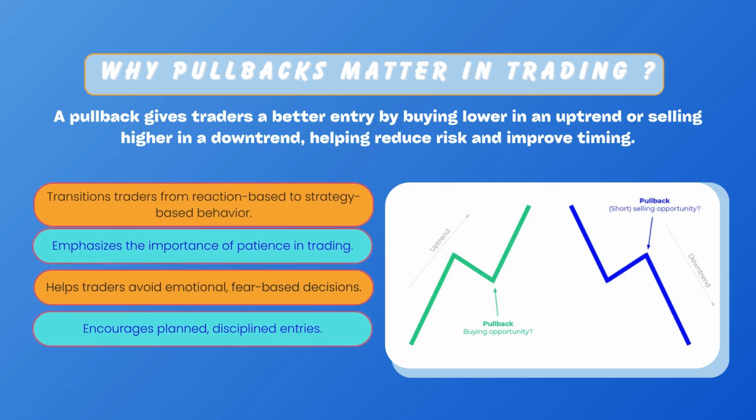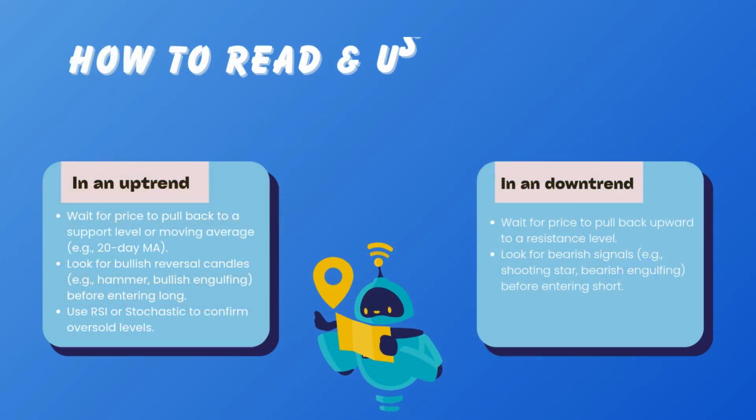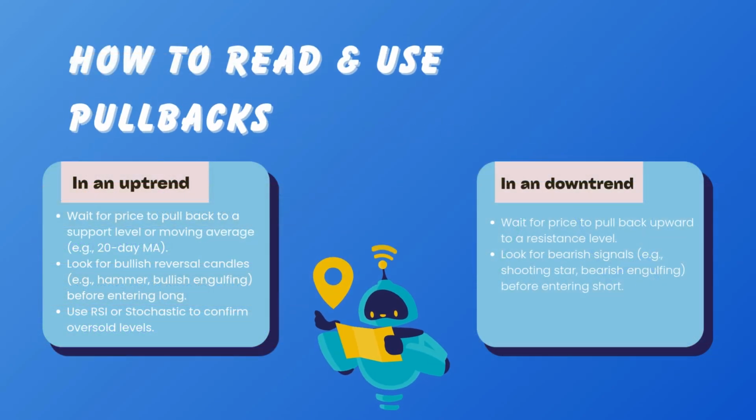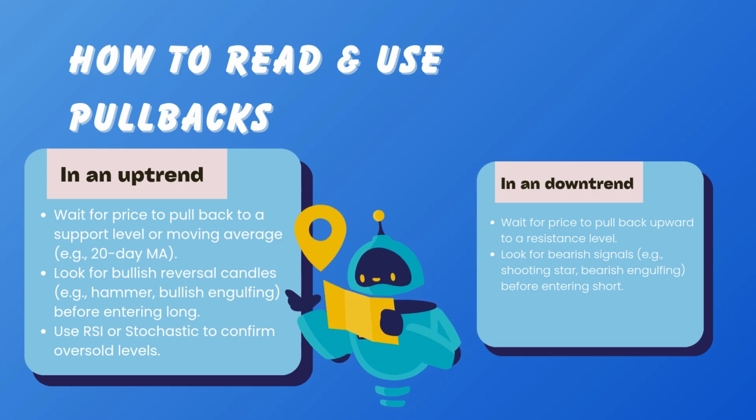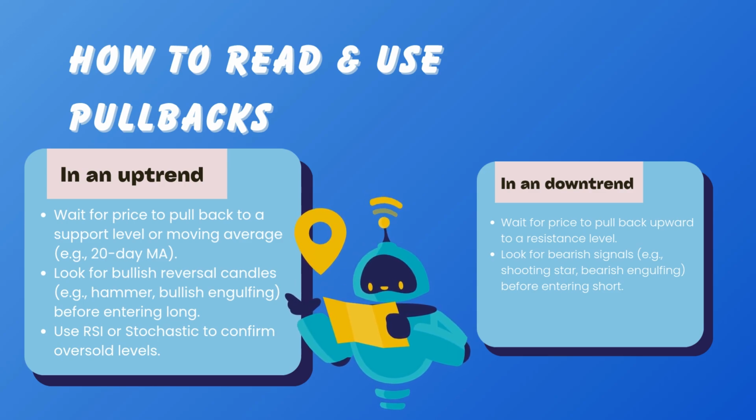These shifts help traders transition from reaction-based behavior to strategy-based decision-making, which is essential for long-term consistency. Learning how to read and use pullbacks correctly can make a significant difference in trading performance. In an uptrend, traders should wait for the price to pull back to a support level or to a moving average, such as the 20-day MA.